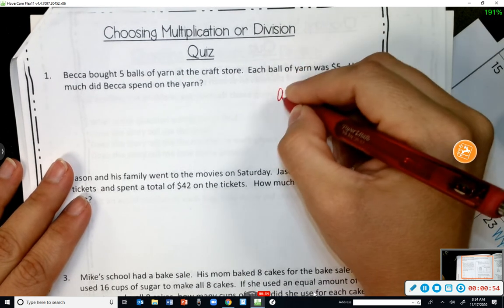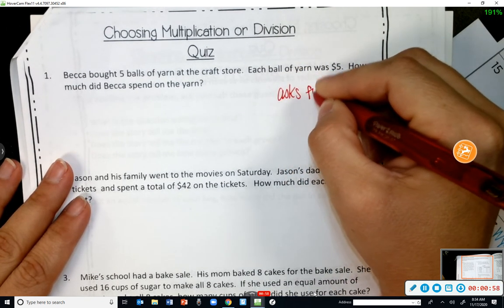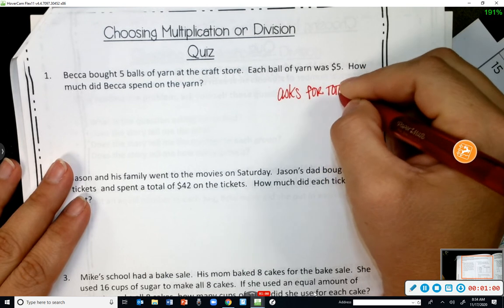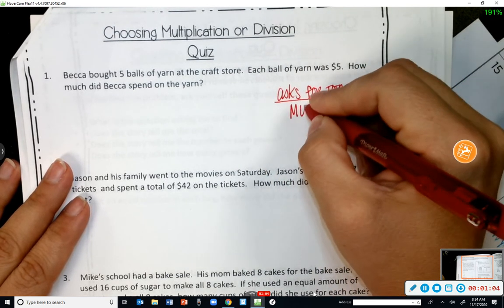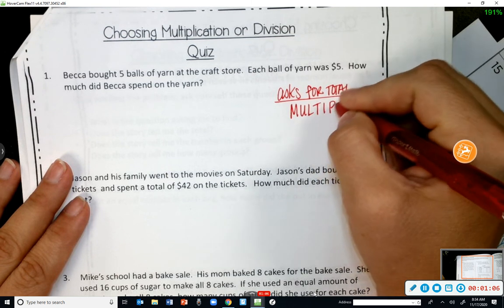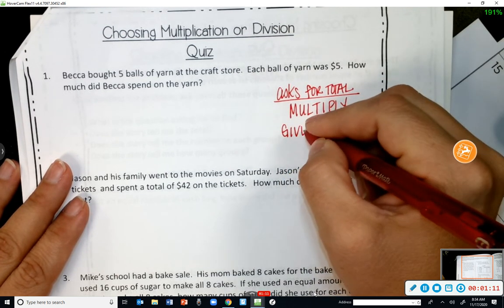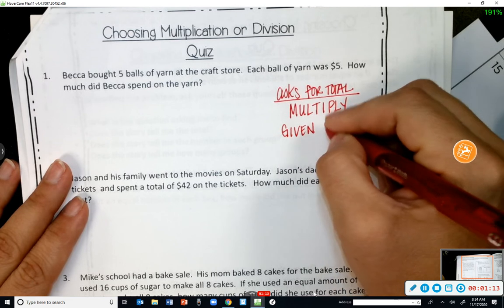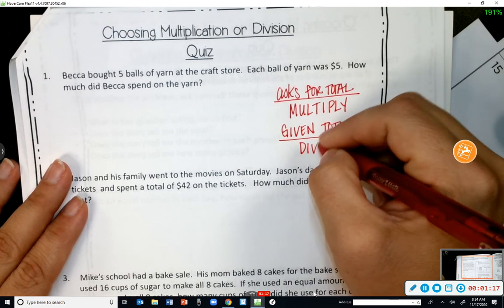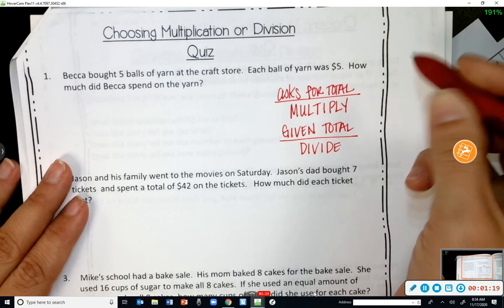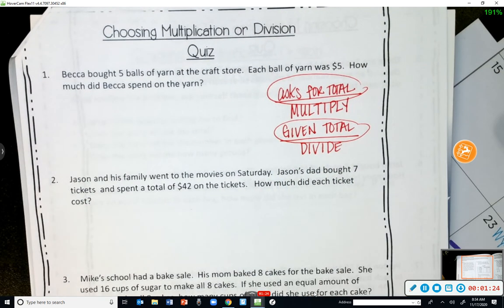If it asks you to find the total, good. So if it asks you for total, you multiply. Good. If it gives you the total, if you are given the total, then you divide. So these two things are the main things that you need to try to figure out in your word problem.